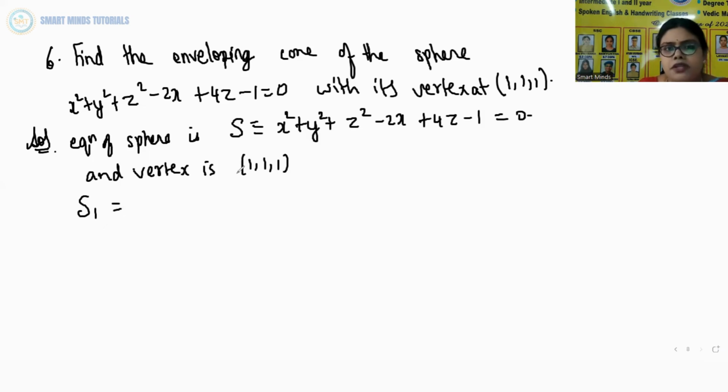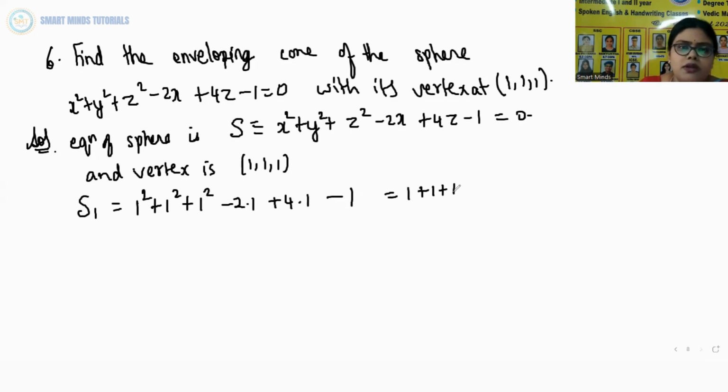S1 is obtained by substituting the vertex in the sphere equation. So 1² + 1² + 1² − 2(1) + 4(1) − 1. That is 1 + 1 + 1 − 2 + 4 − 1. Minus 2 minus 1 is minus 3, and plus 3 cancels, that is 4. So we got S1 equal to 4.